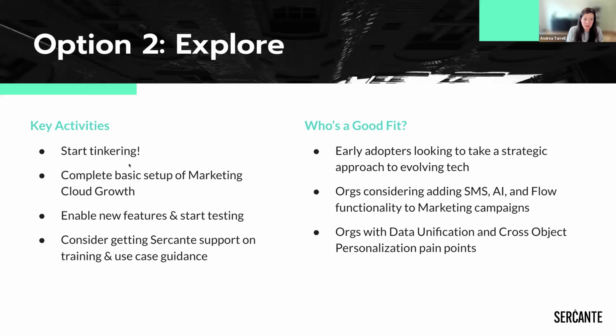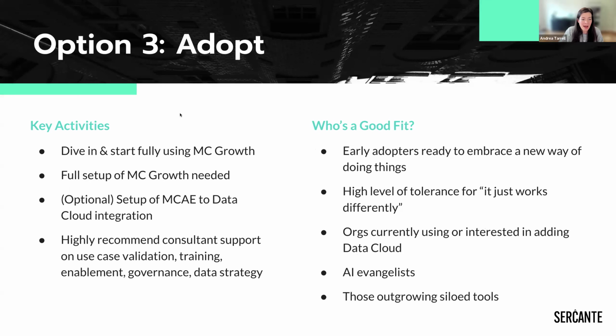Folks that I think are a good fit for this approach want to take a strategic approach to evolving their tech stack. If you've been thinking about adding SMS to your current marketing channels, this is a great tool to experiment with in addition to Pardot. If you're AI curious, and you haven't really started incorporating AI into your workflows but want to take a kick of those tires, this is a great way to start. Also, if you've run into any blockers around cross-object personalization or more complex data needs, digging into Growth is definitely a great option for you.